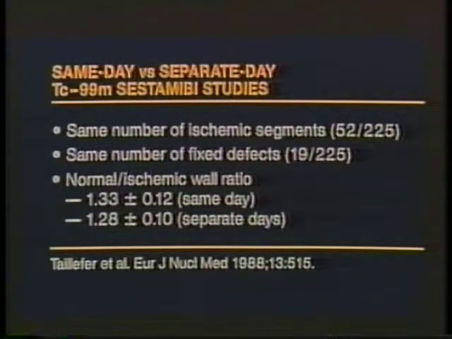Unlike thallium, cardiolite does not redistribute in the myocardium after injection. Thus, two separate injections, one at rest and the other at stress, are required to differentiate ischemia from scar. A 24-hour interval between the two injections is preferable for the detection of coronary artery disease. However, same-day studies are more convenient in clinical practice.